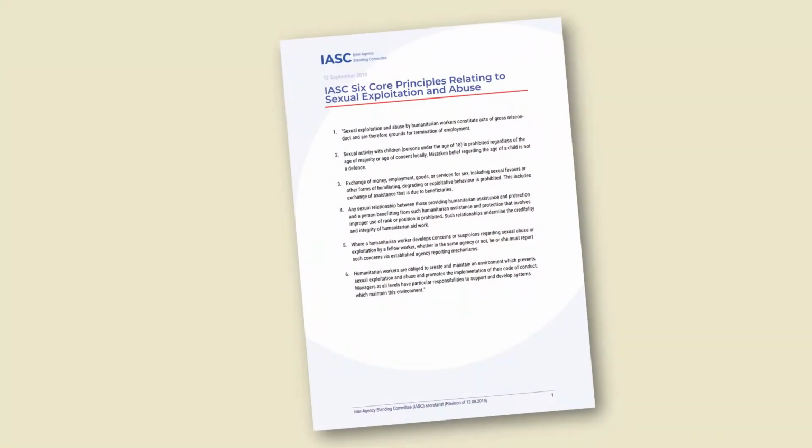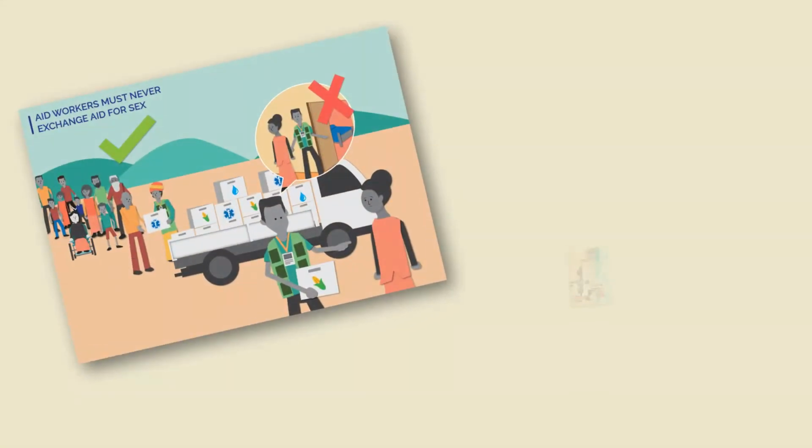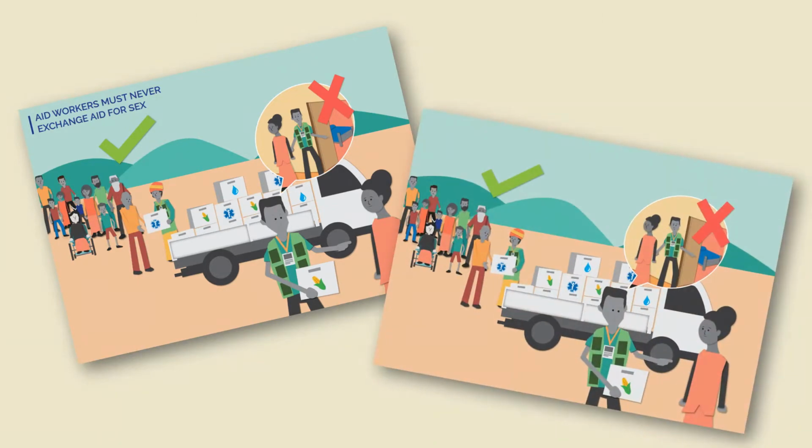It offers a set of 11 key messages derived from the IASC 6 core principles relating to sexual exploitation and abuse, accompanied by correlating visuals that take into account cultural and gender considerations. The visuals are available with and without the key messages that are being translated into different languages.